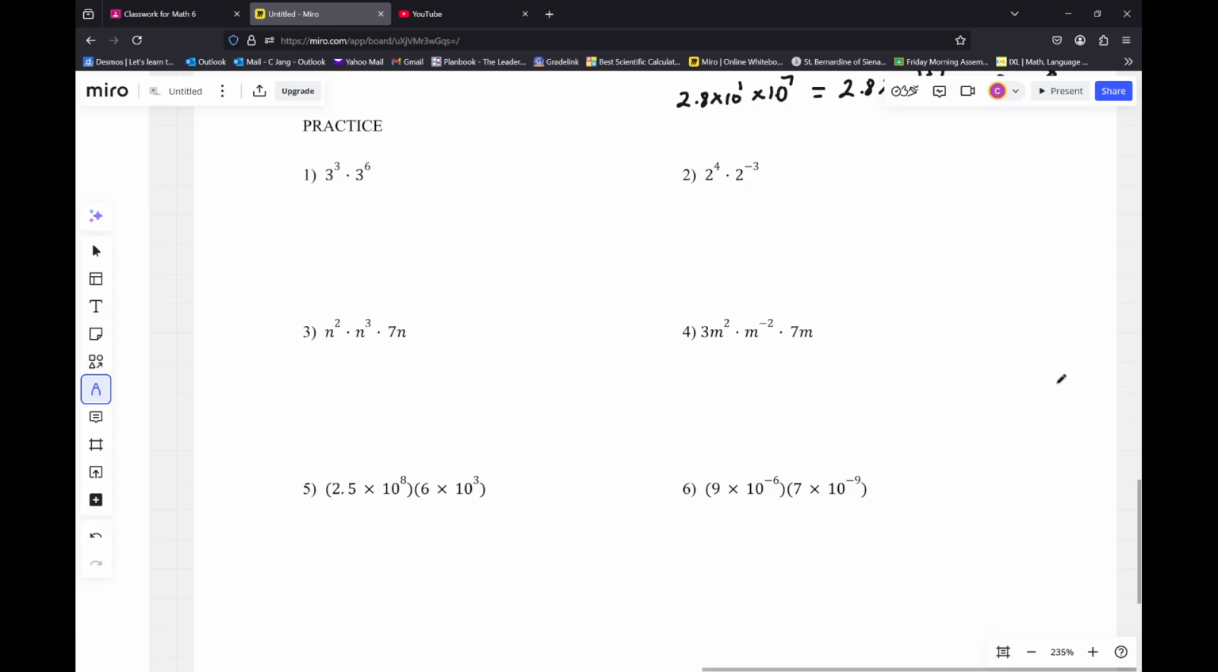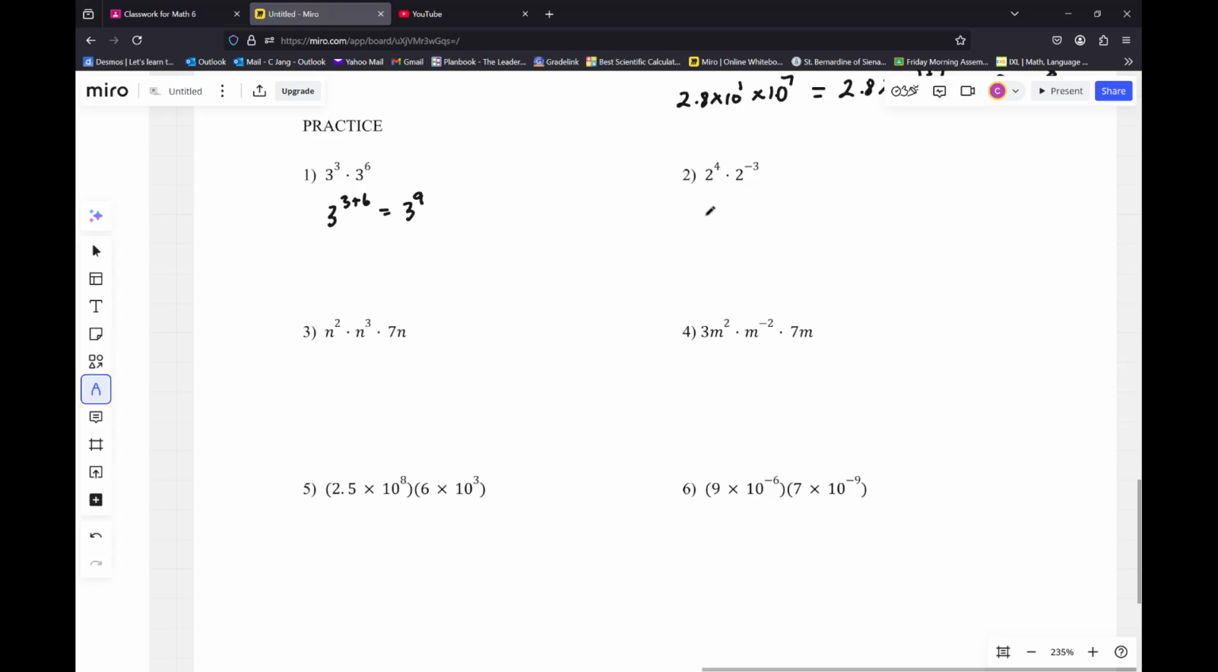Okay, so hopefully you got all of these. Let's take a look at this. Well, this one's going to be pretty easy. This is going to be 3 to the 3 plus 6, which is 3 to the 9th. Okay? And if the instructions say leave as a positive exponent, then this is fine. You don't have to necessarily work that out.